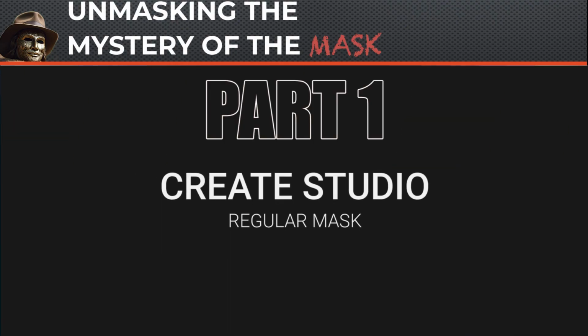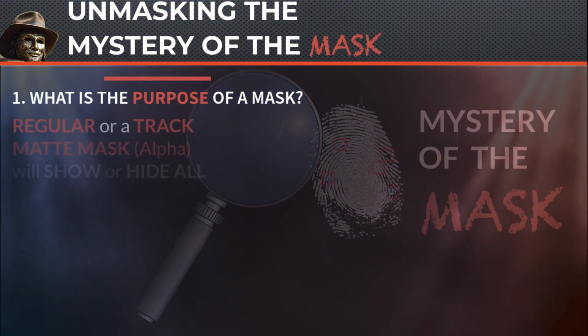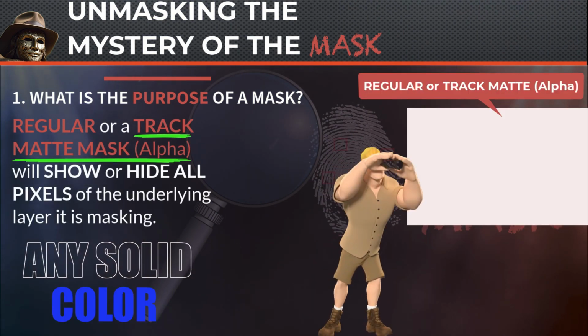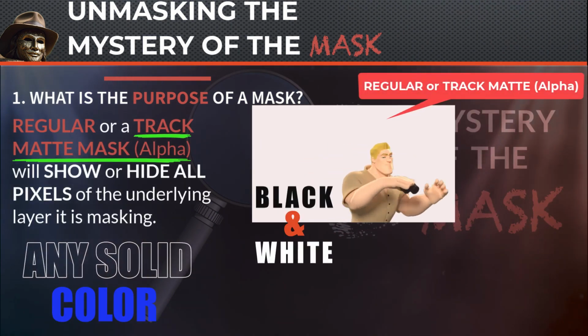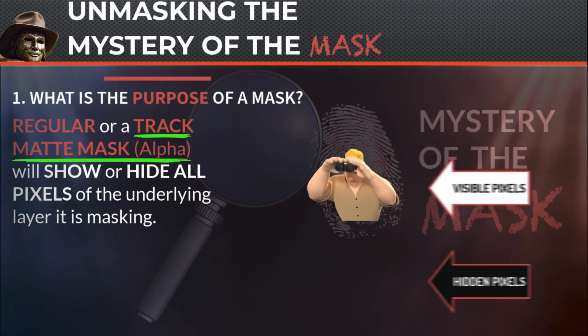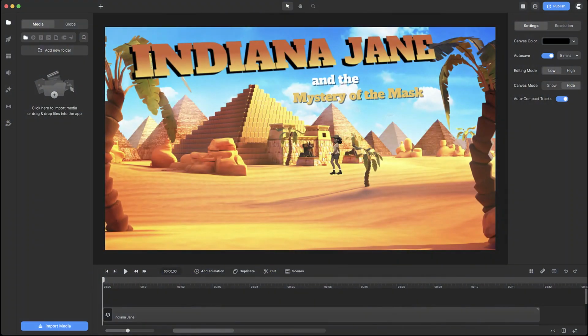As part one of this series mentions, a Create Studio track matte mask with alpha uses any solid color, typically black and white, to show or hide all pixels of the underlying layer. Let's look at an example.